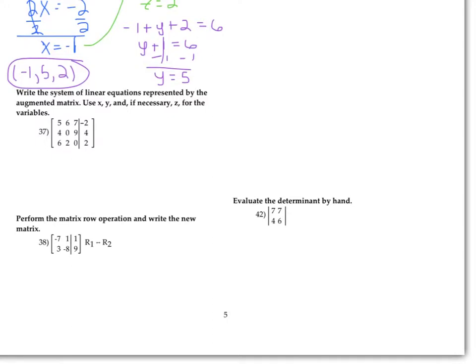37. All it wants us to do here is just write this with x's, y's, and z's. We've got an x column, a y column, and a z column, and then we put the equal sign, and that last column doesn't have a letter with it.